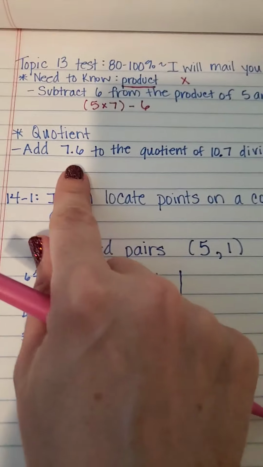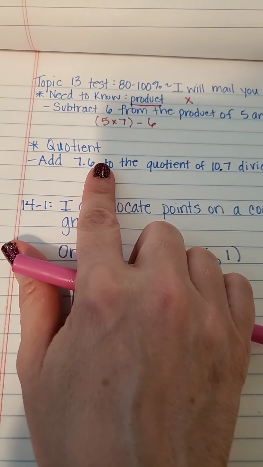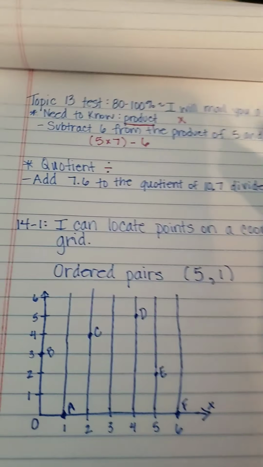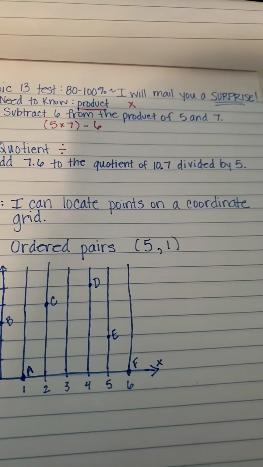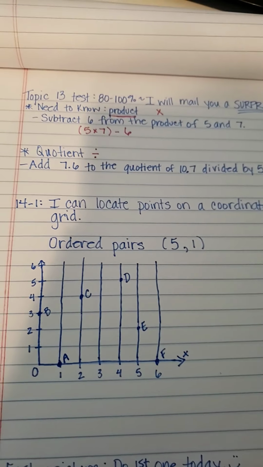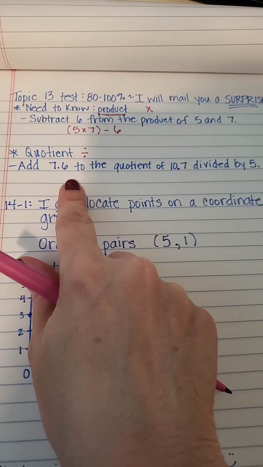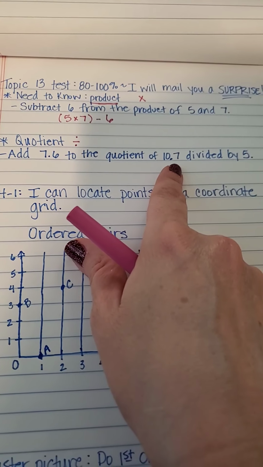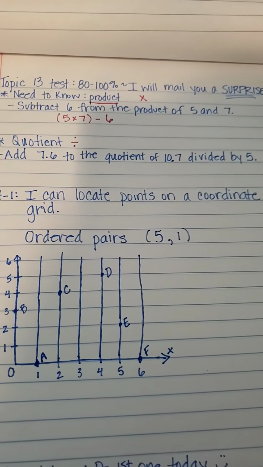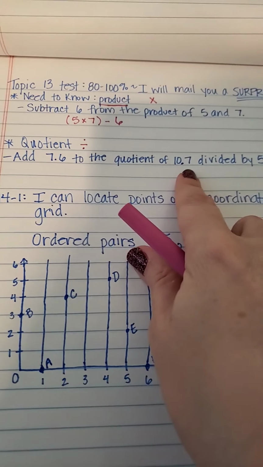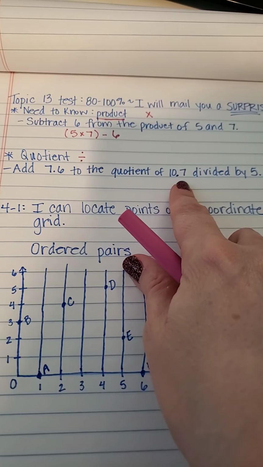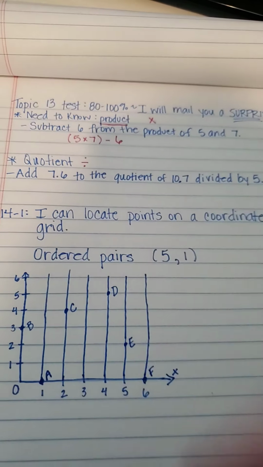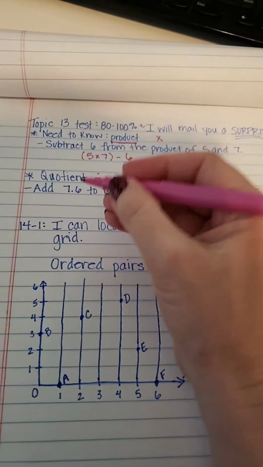Then the other thing you need to know for the test is the quotient. To find the quotient of something, remember that a quotient is when you divide. It's the answer to a division problem. So here's this: add 7 and 6/10 to the quotient of 10 and 7/10 divided by 5. So again, you're going to do this first, 10 and 7/10 divided by 5, and then you're going to add 7 and 6/10 to that.